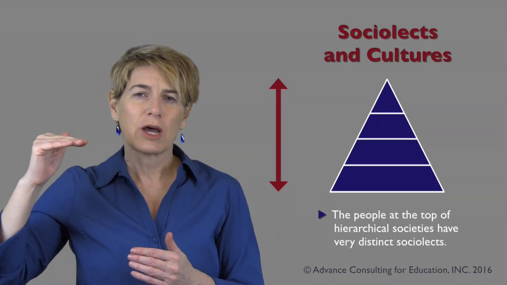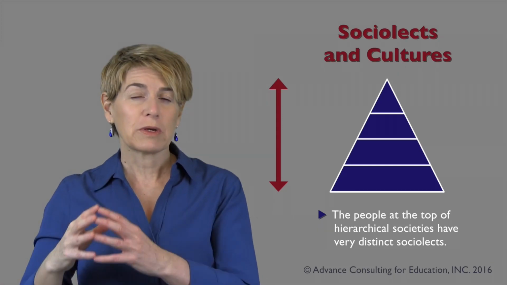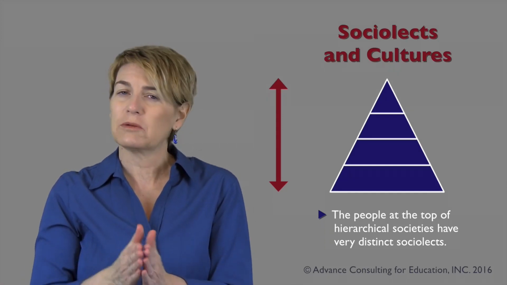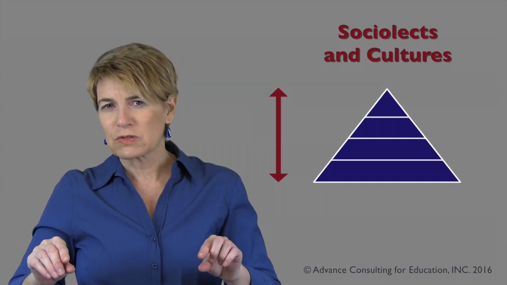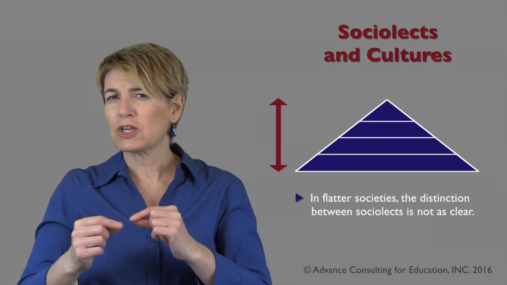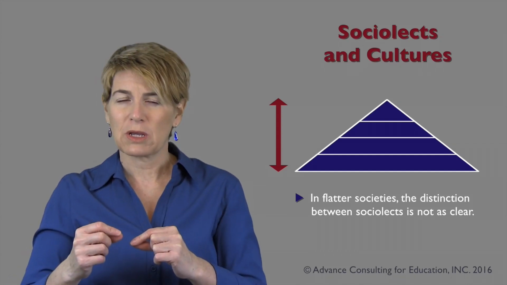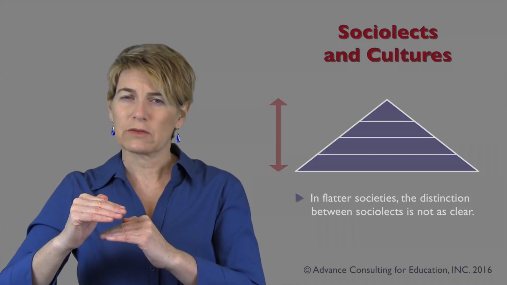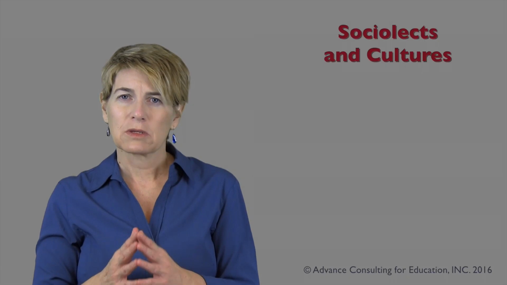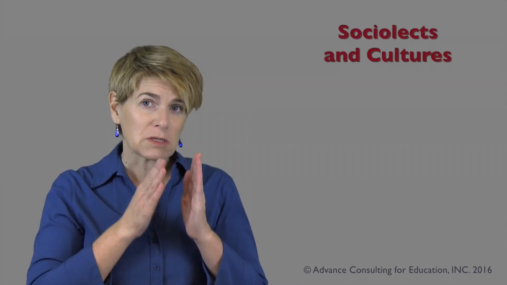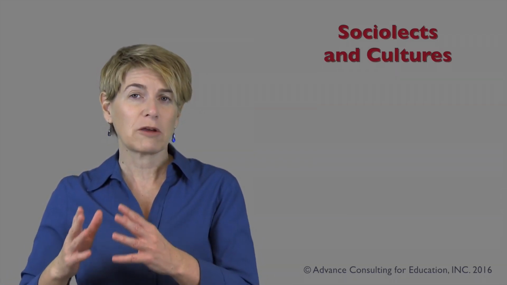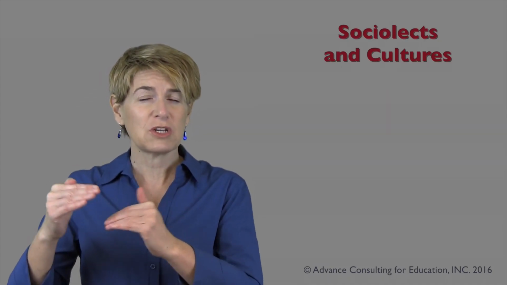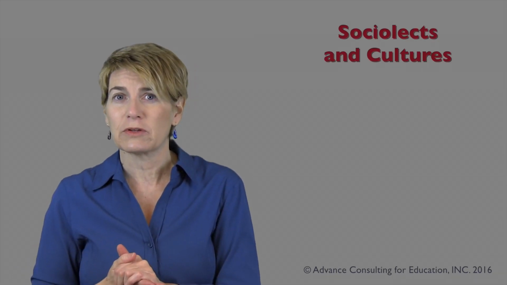People at the very top of a society or culture will have a very distinct sociolect because they want to be differentiated from the people below them. In a flatter society, sociolects still exist, but there's not a huge amount of difference among the different sociolects. So it's not really clear that someone's either in the highest social class or the lowest social class. So this is really important when it comes to sociolects. In some societies, you'll see very distinct and very prestigious sociolects. In other societies that tend to be flatter, less hierarchical, your sociolects won't be as distinct, and there will actually be fewer of them, and the prestige difference among the sociolects is almost irrelevant.